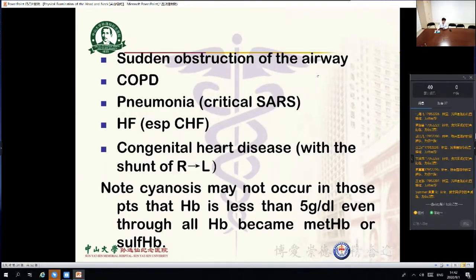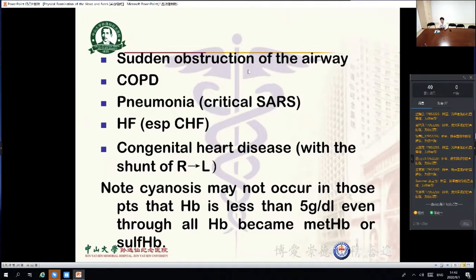Sudden obstruction of the airway. The patient will be short of breath, and then the oxygenation of the hemoglobin decreases, and then the patient will show a bluish color, and what we call this is cyanosis, especially in small kids. They have something obstructing the respiratory tract, especially the upper bigger respiratory lumen, and then the patient may show cyanosis immediately.